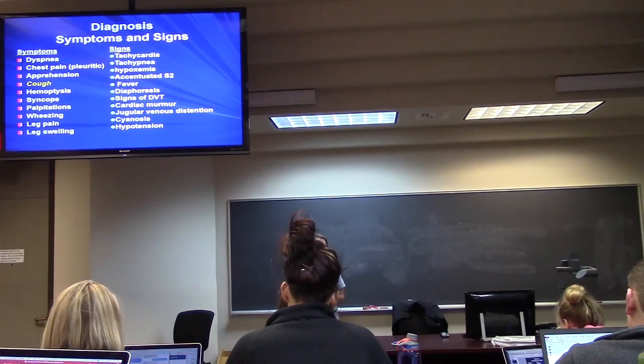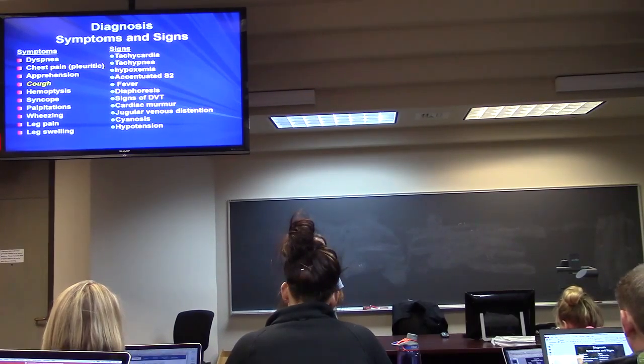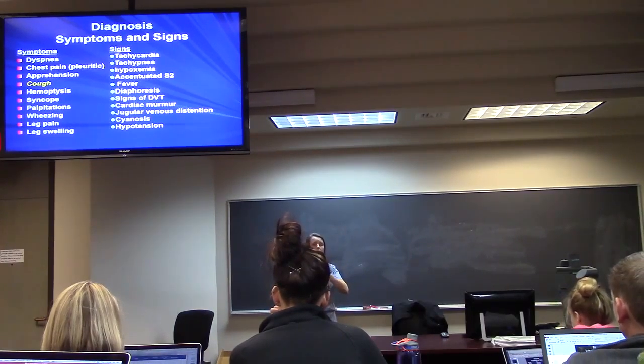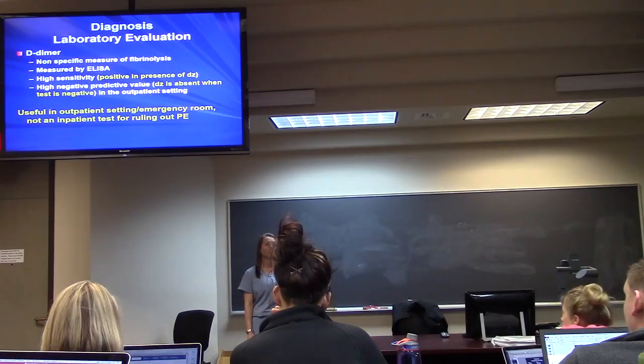Signs of DVT, obviously, leg swelling, red hot. Cardiac murmur, not so often. JVD, that's a sign of heart failure. Cyanosis from hypoxemia and hypotension. Now, obviously, if you work in the hospital, you will see people with these symptoms all the time. You'll see people with lots of these symptoms, and that doesn't mean that every person has a PE. That's another reason why you think of your risk factors and you think of what the overall picture looks like, or else we'd be CTing everybody in the hospital.